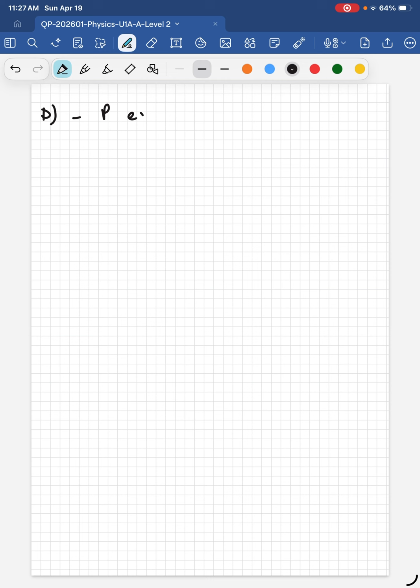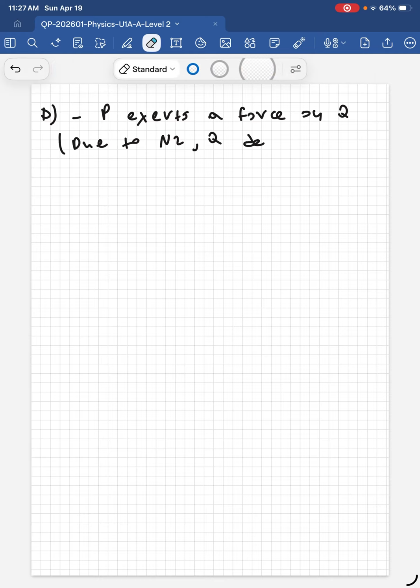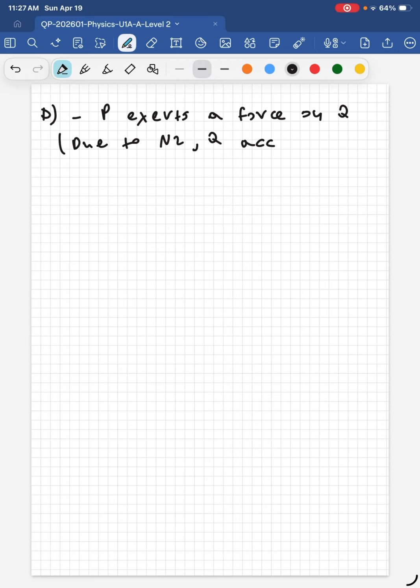So P exerts a force on Q. So due to Newton's second law, Q accelerates. And it accelerates because a force is exerted on it, right? I mean, it was sitting there without moving, and then a force was exerted to it, so it starts accelerating.